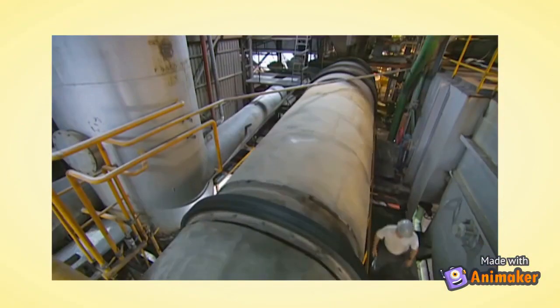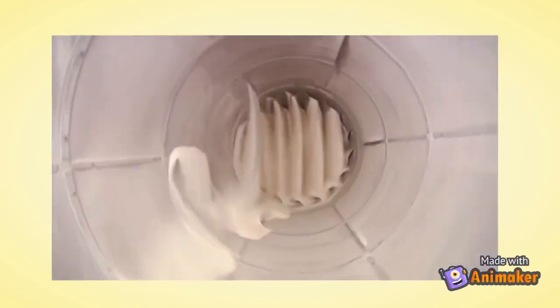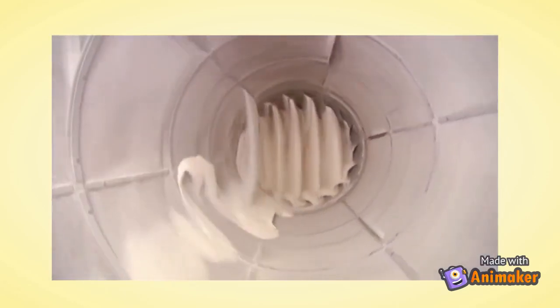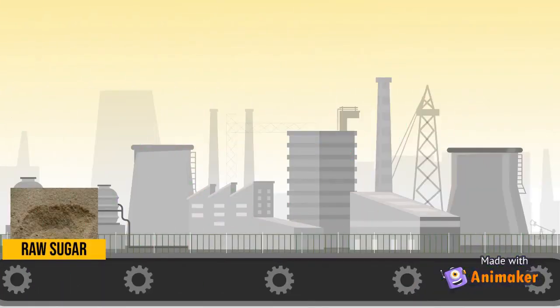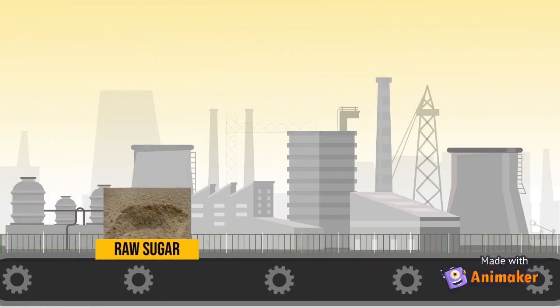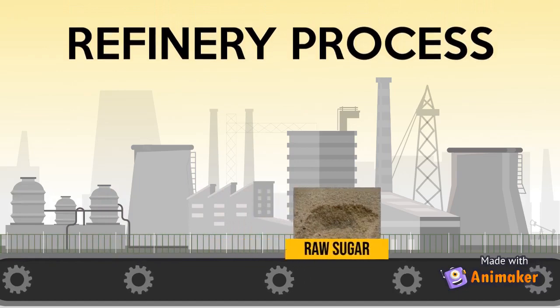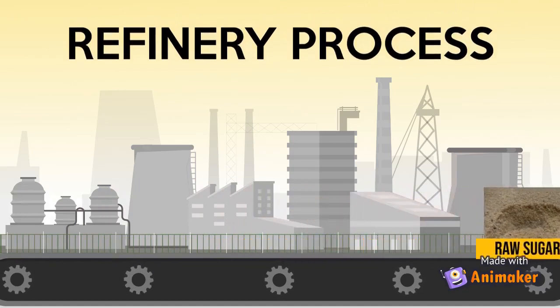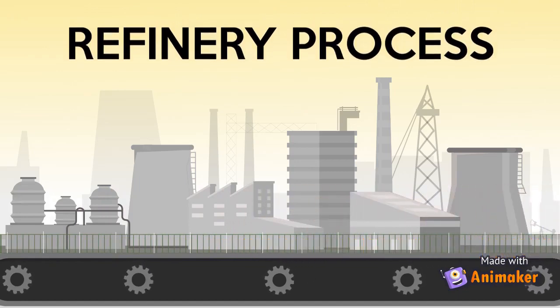Once the sugar is centrifuged, it is cut down and sent to a granulator for drying. The raw sugar obtained from this series of processes is not yet food grade. It must undergo a refinery process until it is safe for human consumption.